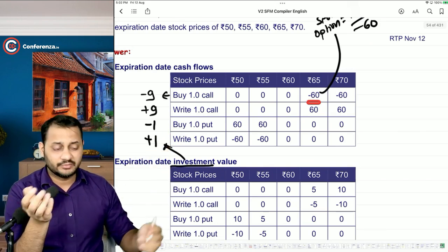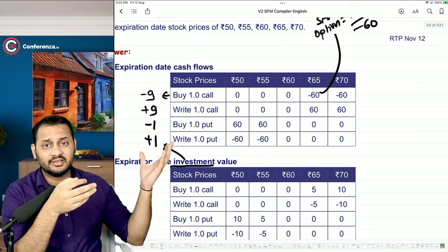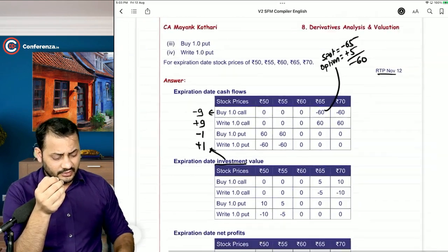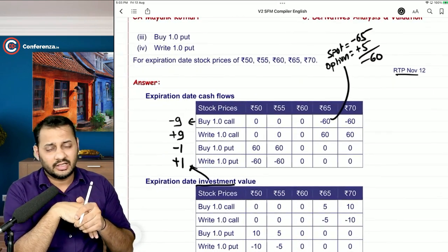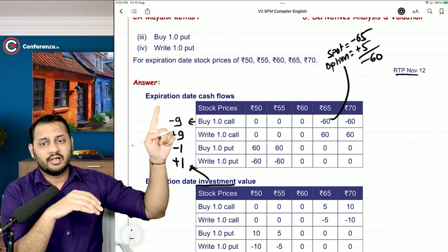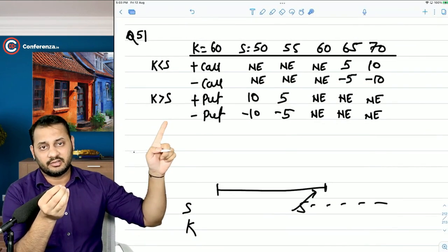What to do in the exam, sir? You cannot help it, man. You have to do it like this only. But this question was just asked in RTP November 2012, and I don't think they have asked it afterwards. So don't give much importance to that. But understand the meaning of expiration date cash flows. This is the correct answer.